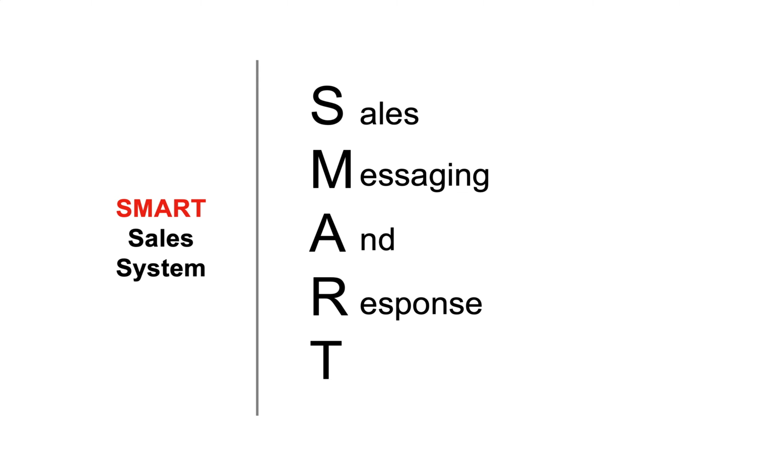The R in SMART stands for response, and this refers to how you respond to the prospect. It's one thing to start out of the gate thinking this is what I'm going to say, this is what I'm going to talk about, but you never really know how the prospect is going to respond. So the other half of the sales message is being prepared for how to respond to your prospects, let's say, objections. You're sure to face objections.